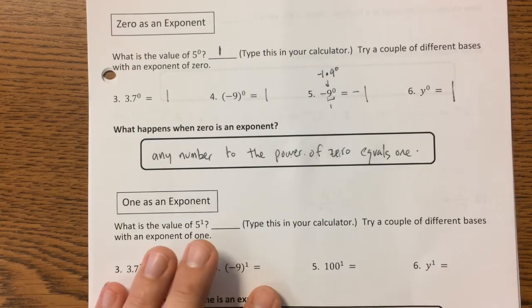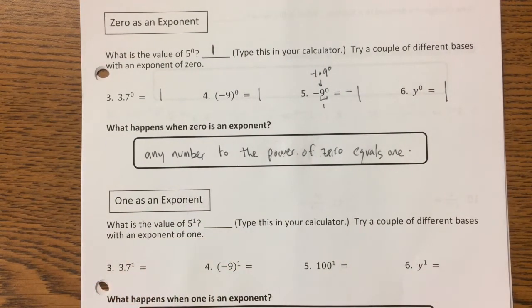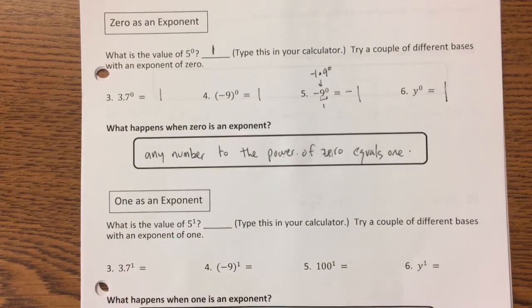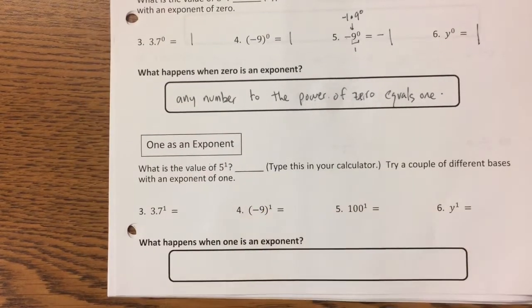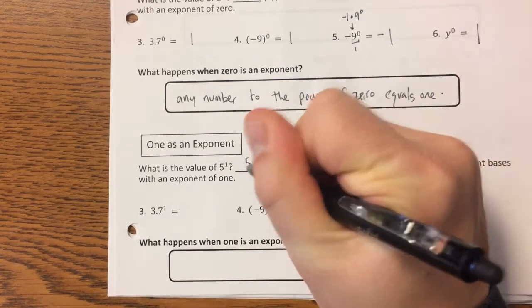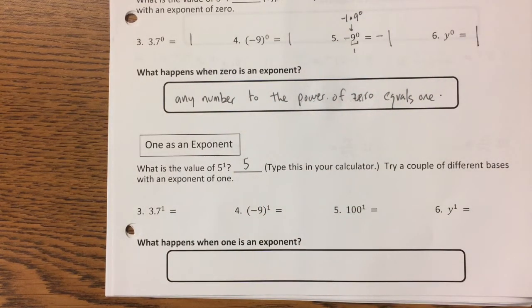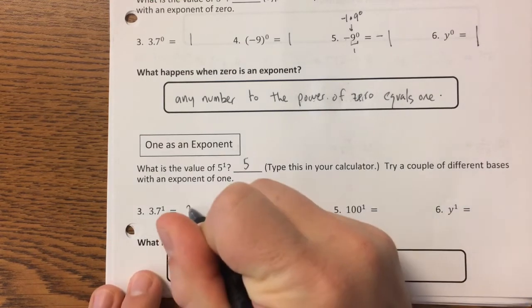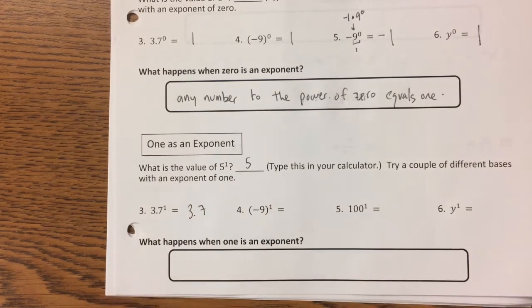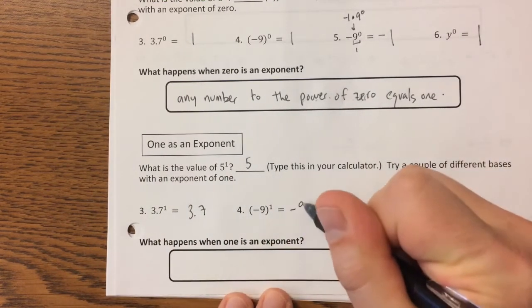All right, well, this is something you probably already know. What's the value of 5 to the first power? We talked about that up on the board. It's just 5. Any number to the first power is just going to be itself. So if I have 3.7 to the first power, that's just 3.7. Negative 9 to the first power is negative 9.